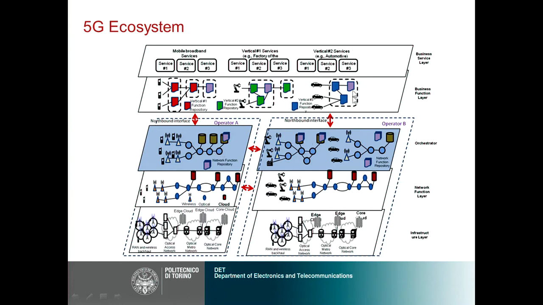On top of the operators, we have the so-called verticals. A vertical is a very commonly used keyword in 5G networks. A vertical is a user. In very simple senses, it's a user, but a big user. A vertical is like a manufacturer or an industrial or a company. Or, well, one example is in the e-health.